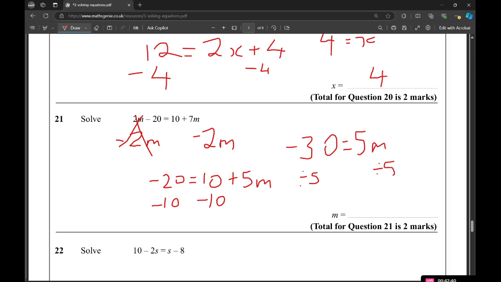So minus 30 divided by 5 is minus 6. So m is equal to minus 6.